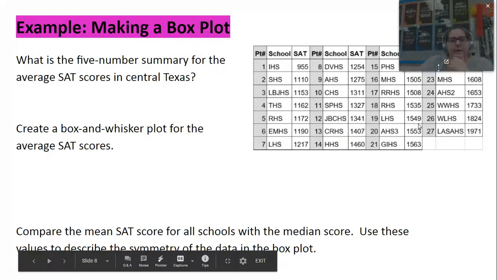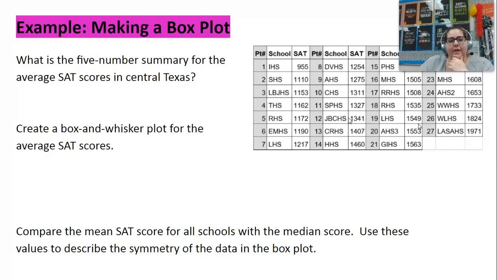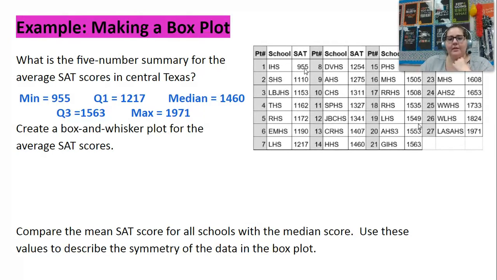So we're going to practice, for our SAT scores, talking about the 5-number summary. We've already talked about the quartiles and the median, so we just have to add in the minimum and the maximum. The minimum is the lowest number, which is 955. Quartile 1, remember, was the median of the first half of the data, which we found was 1217, the middle number of everything that came before our median. The median was 1460, the middle number of the whole data set. Quartile 3 was 1563, the middle number of all the numbers that came after the median. And then the maximum number is over here at 1971.